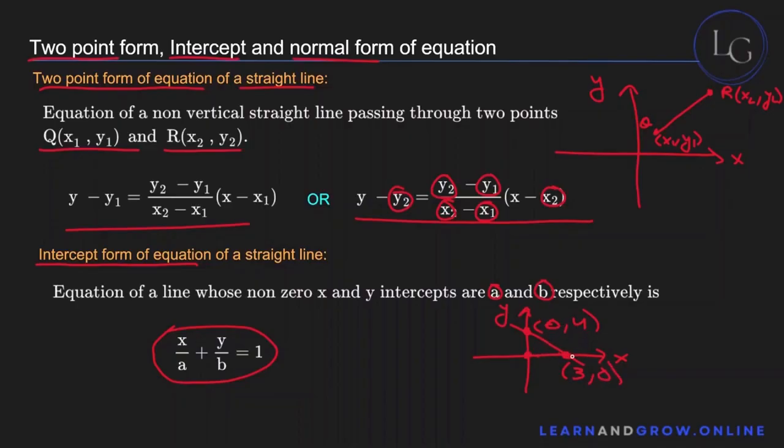So you have this, and then it's fairly simple, right? A is the x-intercept, which is 3, and B is the y-intercept, which is 4. So it would just become x over 3 plus y over 4 is equal to 1. Well, that's your intercept form.